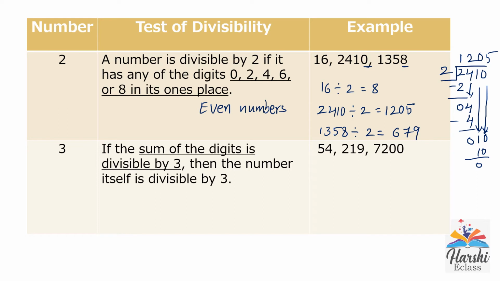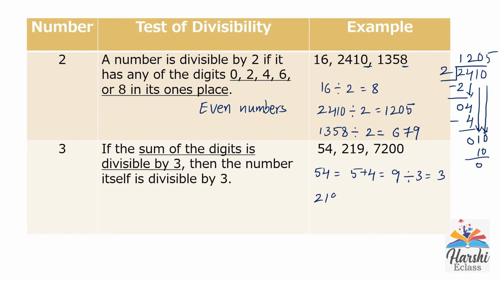Next, 3. If the sum of the digits is divisible by 3, then the number itself is divisible by 3. So here we need to add the digits in the given number. For example, 54. 5 plus 4 is equal to 9. Now the sum of the digits is 9. 9 is divisible by 3. 3 threes are 9. So 54 is completely divisible by 3.